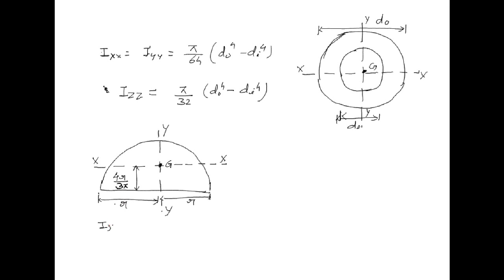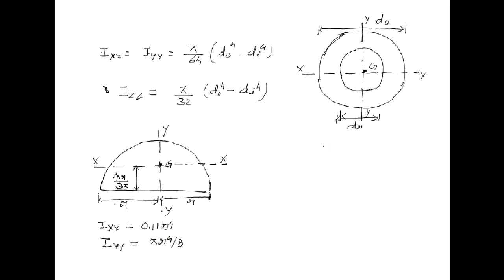So about the axis xx, the moment of inertia of this semicircle is 0.11 r to the power of 4, and about the axis y, the moment of inertia will be pi r to the power 4 by 8.